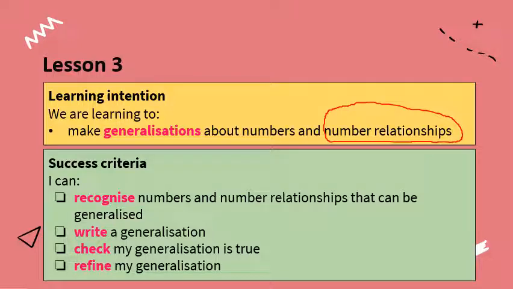Now, our success criteria today are recognizing numbers and number relationships that can be generalized, writing the generalization, and checking that your generalization is true. And if it's not true, if it's false, you might need to refine it to make sure that it is true.